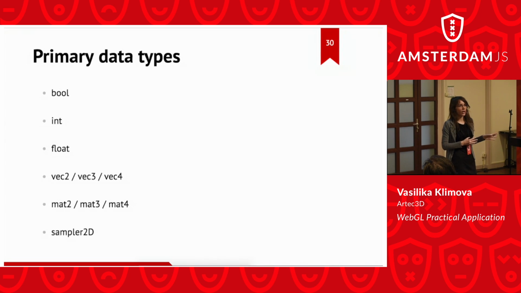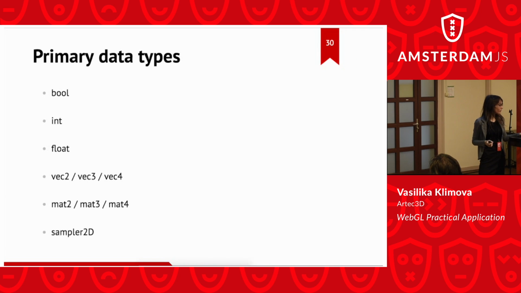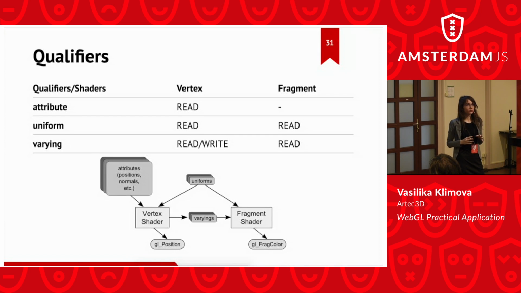WebGL has some set of data types. We will talk about just the primary data types. It is bool, which is true or false, int for integer numbers, float for floating point numbers, different vectors, matrices, and sampler2D, which is for textures. And there are some qualifiers. They can help to decide where you can use an attribute. The simplest one is attributes. We can use attributes inside the vertex shader.